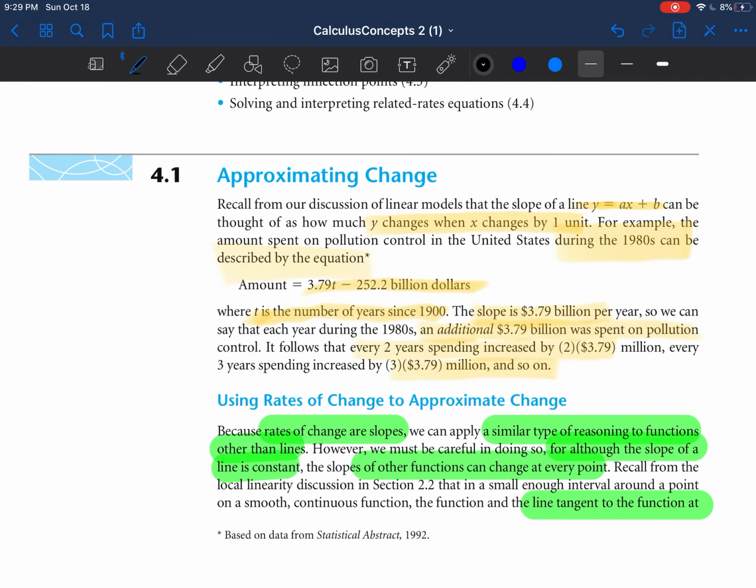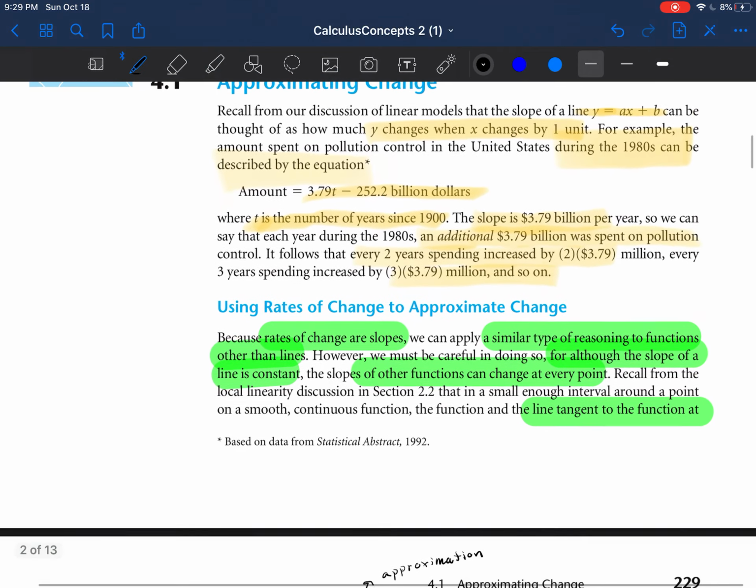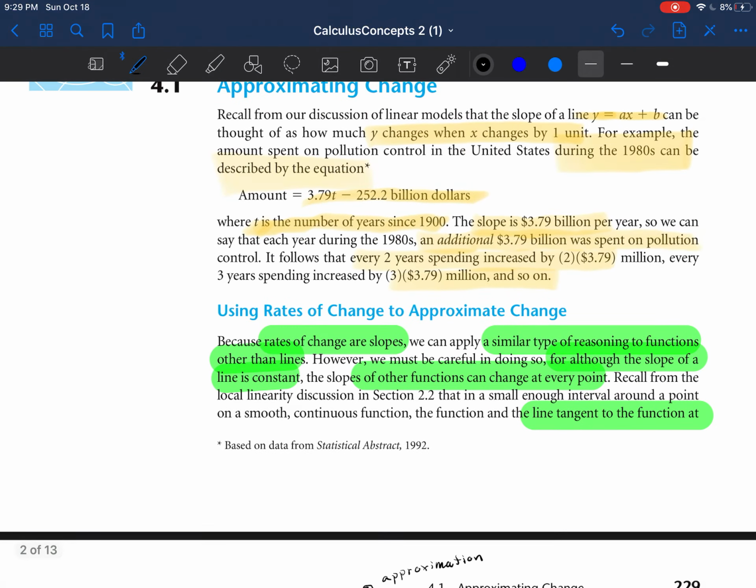This is a summary of calculus concepts from Applied Approach to Mathematics of Change, 4th edition, lesson 4.1, approximating change. So let's begin. In your discussion of linear models, the slope of the line y = ax + b, which is just y = mx + b, is the slope. So basically it says how y changes when x changes by 1 unit.